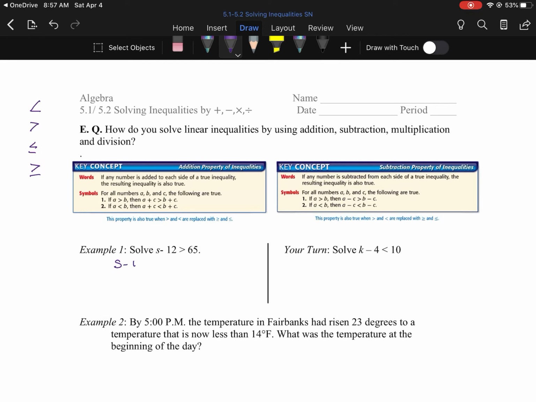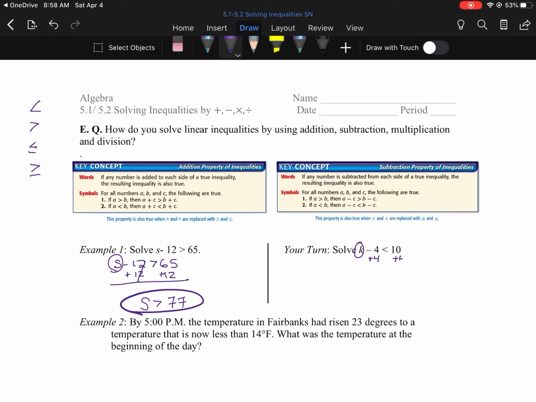So our first inequality here is to solve s minus 12 is greater than 65. So just like in an equation, I want to get the s by itself, so I'm going to add 12 to both sides. So s is going to be greater than 77. Okay? Pause the video, take a moment, try the your turn.